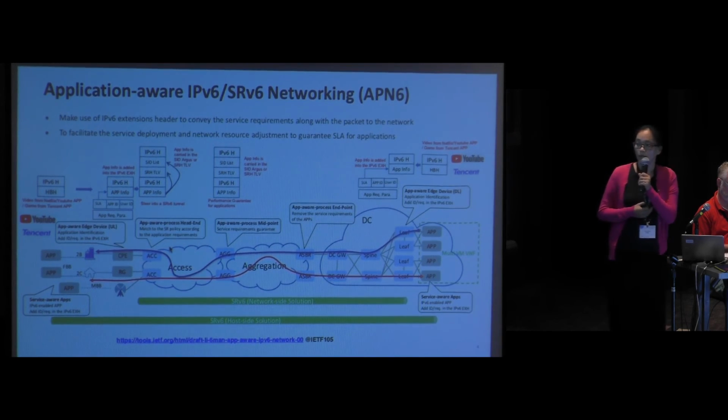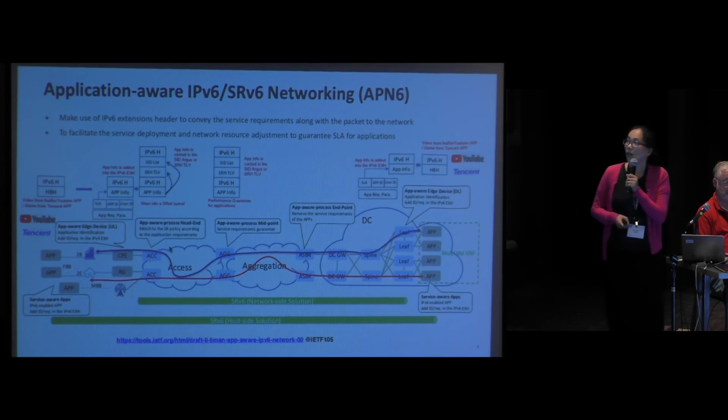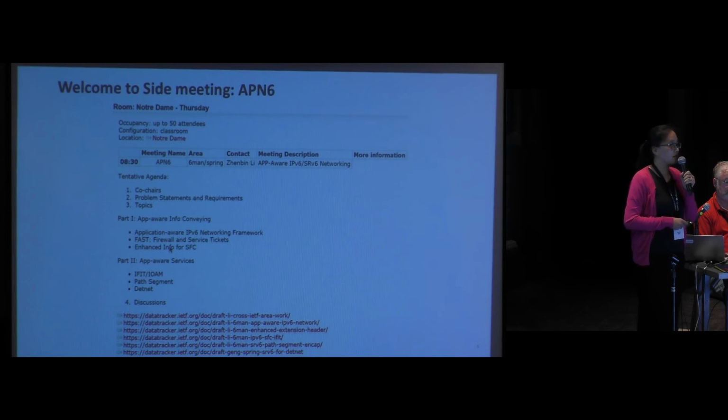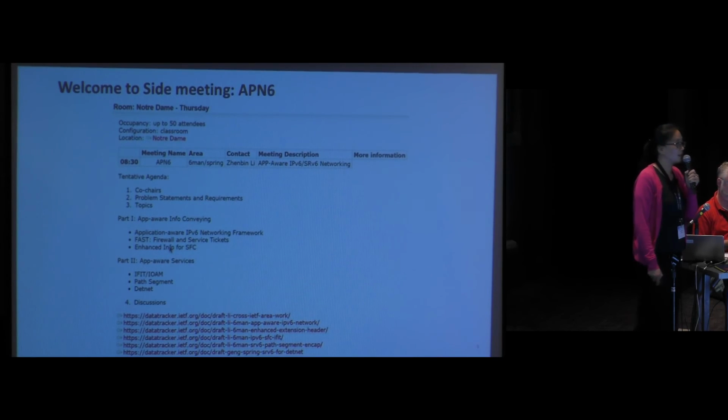And for the solution side, we could have the host side solution, that is the application directly puts the information into the IPv6 headers, or it could be the network side solutions. That is the network edge could detect the application and provide the information about the application and convey it into the network. And we are going to have a side meeting on Thursday morning, and we have the agenda. You could refer to the related drafts we listed in the side meeting wiki. Okay, thank you.